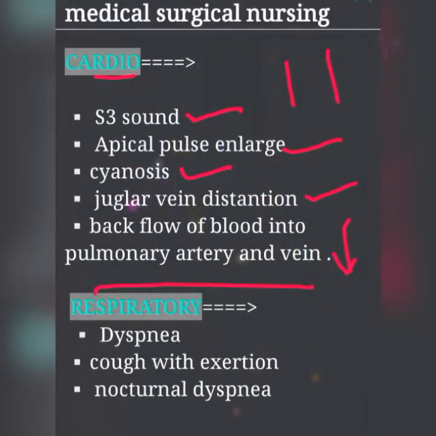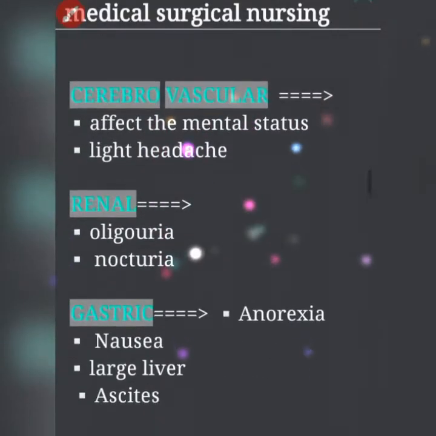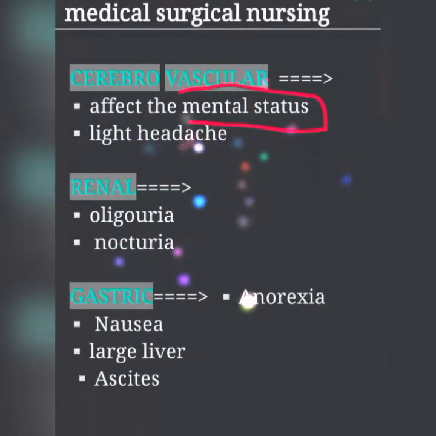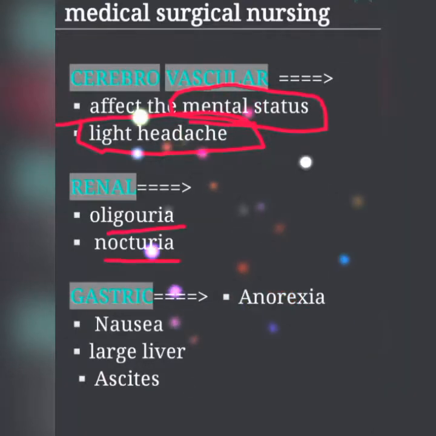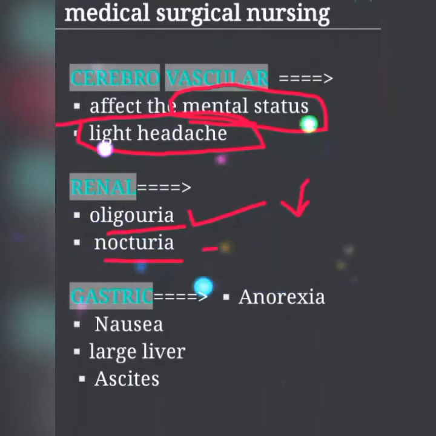In the respiratory system, we will feel dyspnea, cough with exertion, and nocturnal dyspnea. Nocturnal dyspnea is breathlessness during the night time. Next is the cerebrovascular system, which affects the mental status. Heart failure affects the mental status, and lightheadedness will be felt. In the renal system, there are oliguria and nocturia. Oliguria is low urine output, and nocturia is frequent urination during the night time.